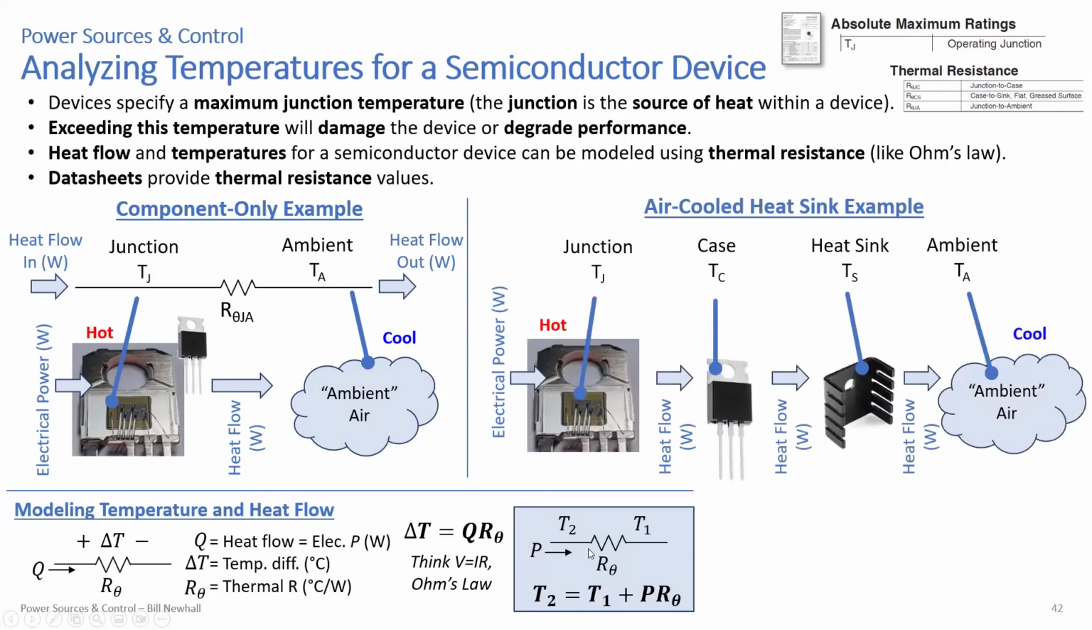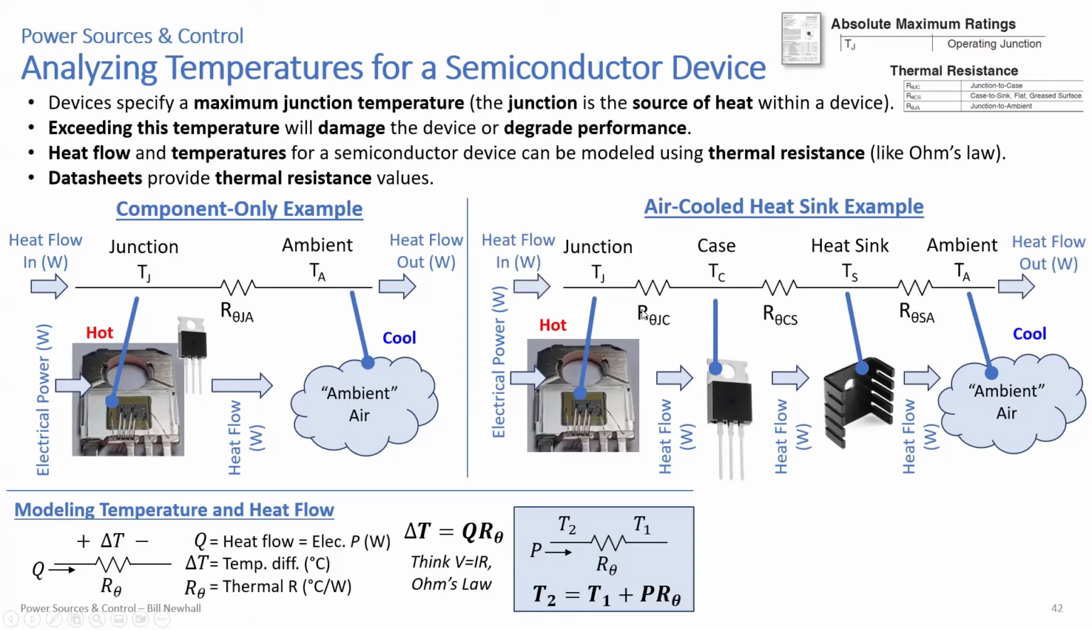Okay, a little more complex example is an air-cooled heat sink like this. So you have a junction inside the device. That heat conducts to the case of the device. That case might be connected to a heat sink, and that heat sink gets rid of its heat into the ambient air. Right? So you have 4 different temperatures here: junction, case, heat sink, ambient. So you have this flow of heat from inside to outside to the air.